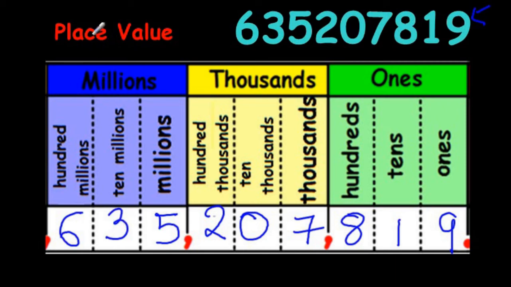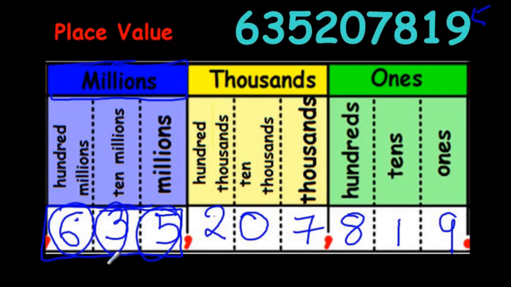Now we are going to start reading from our left. So we will start from our millions house. So we have 600 millions, 3 ten millions and 5 millions. So altogether, how many millions do we have? We have 635 millions. Now let's go to the thousands room.